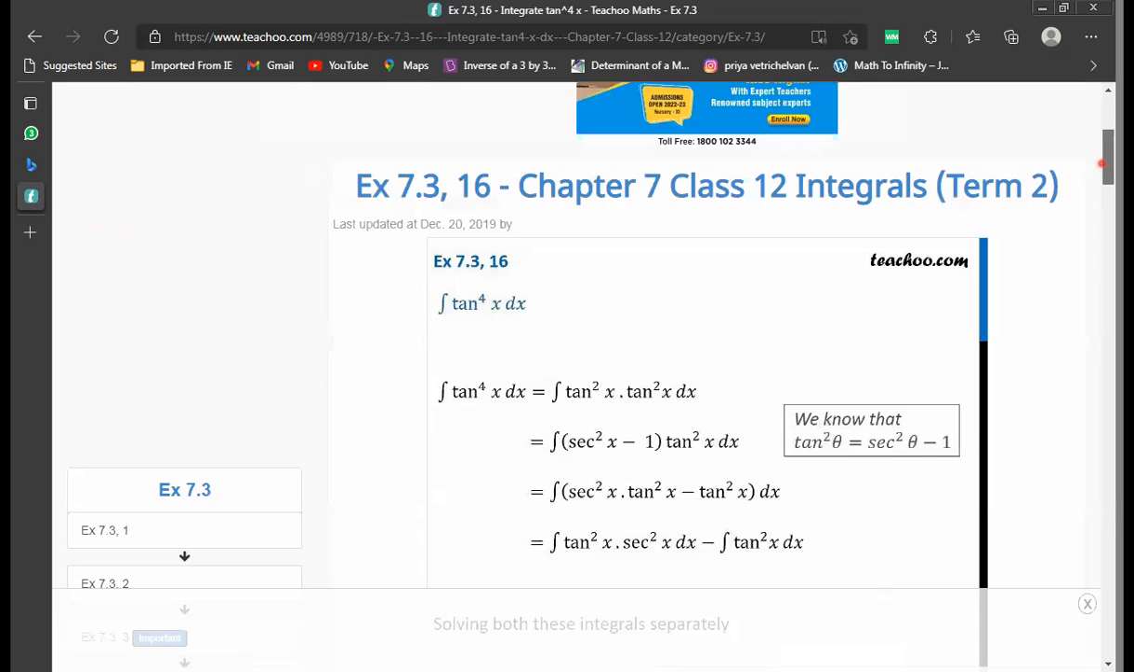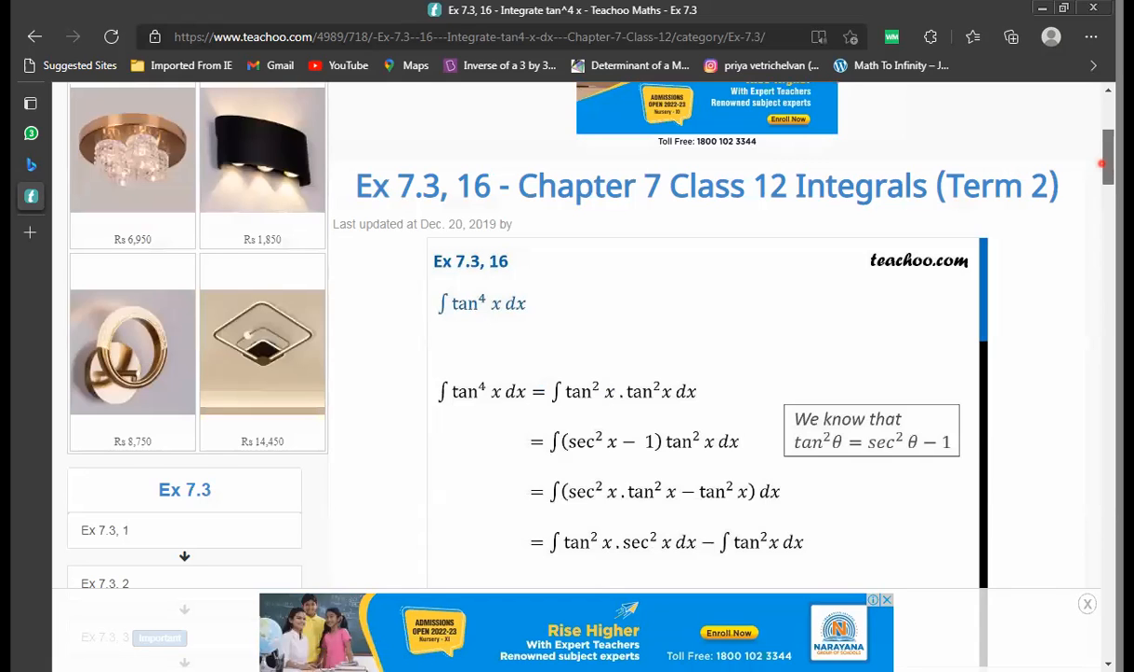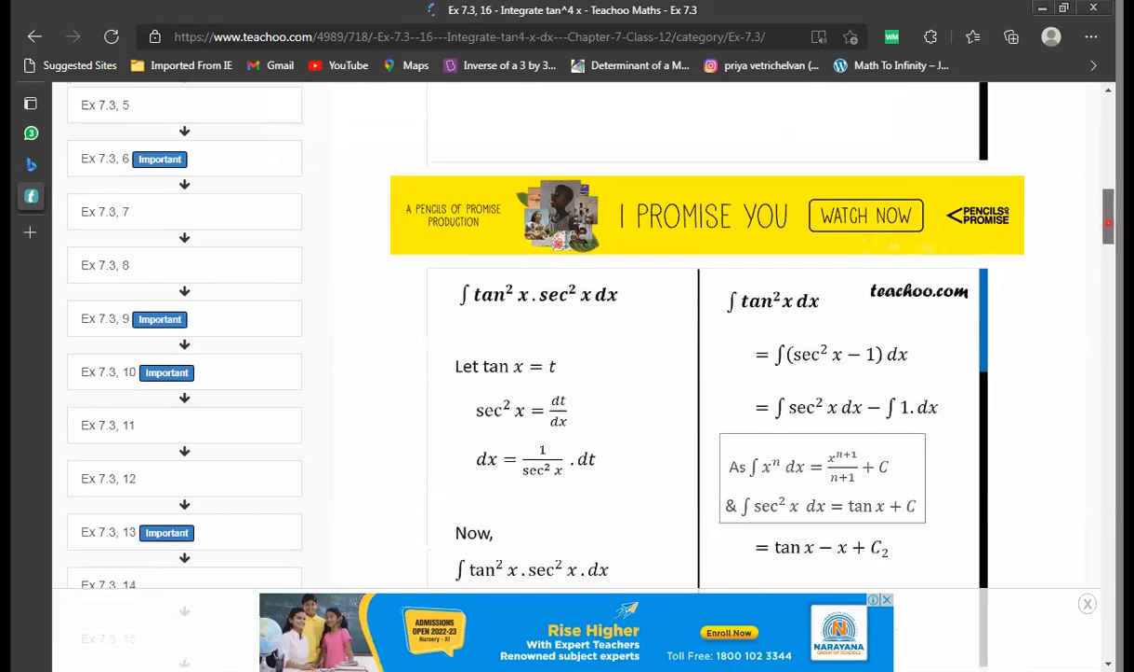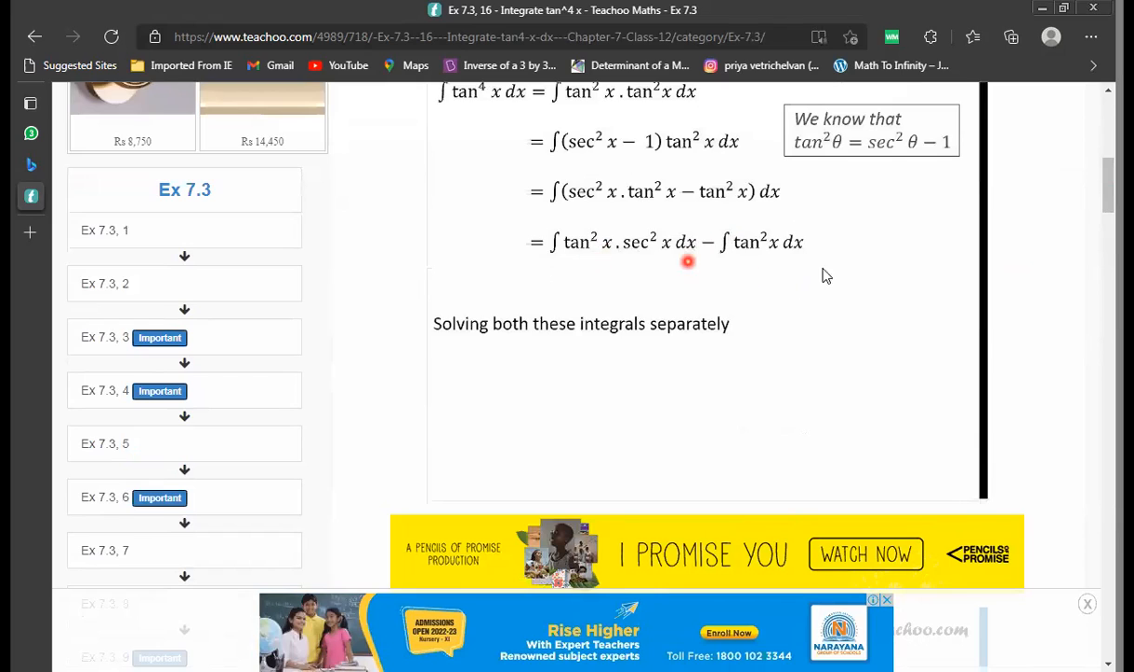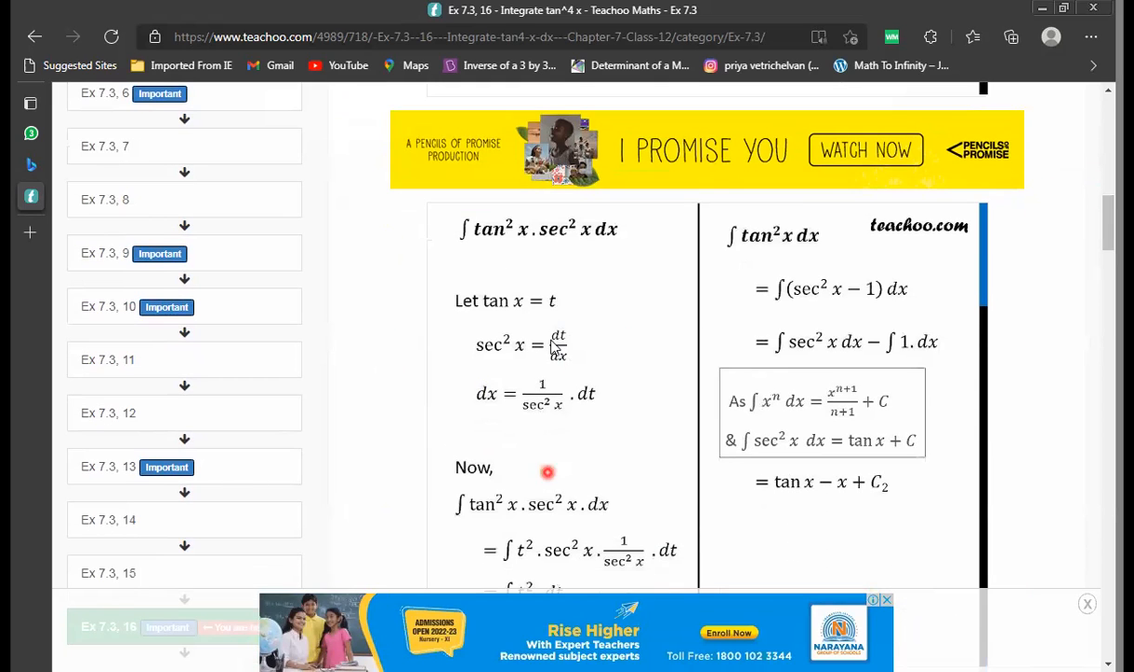Again, in this question, you're just substituting the value of tan square theta in terms of secant square theta. So here we are splitting them into two terms and integrating separately. The first one can be integrated by using the substitution method. Assign tan x as t and do the differentiation. You'll be able to differentiate it.